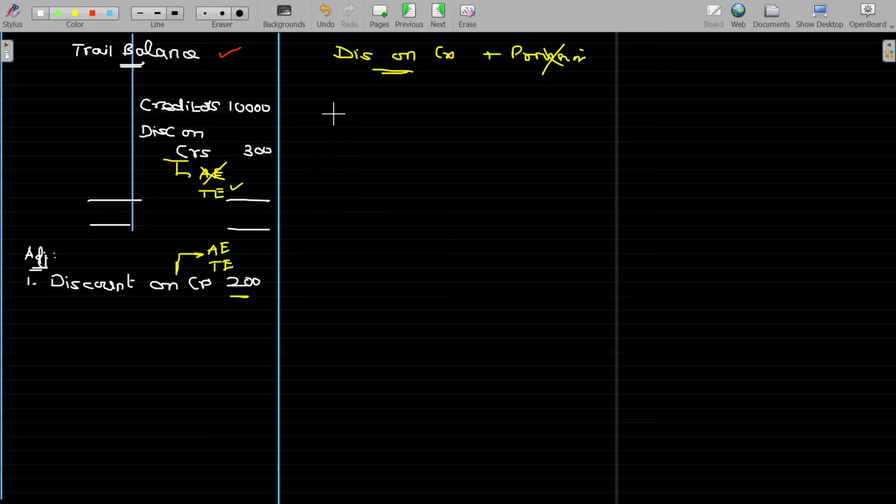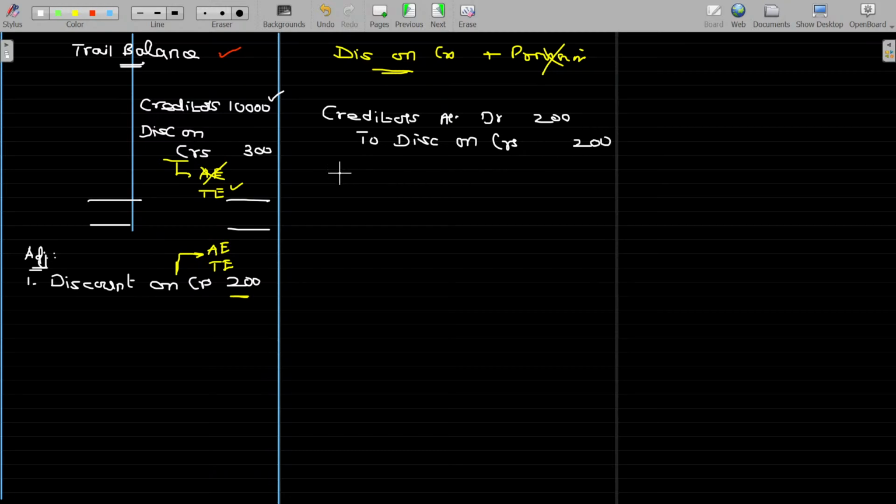If we reduce the creditors balance, usually the creditors balance is credit, right? Because of the discount, this balance will decrease. So I am going to debit it. Creditors account debit to discount on creditors, this value being 200.